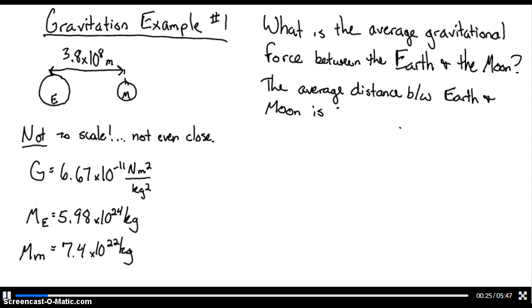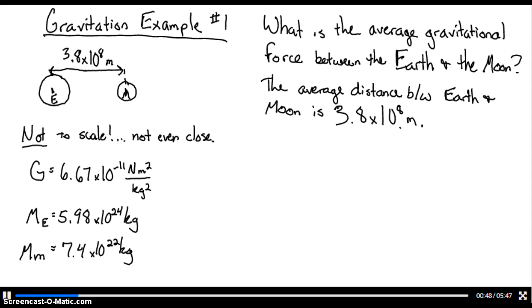Once again, the average distance between the Earth and the Moon is 3.8 times 10 to the 8th meters. It is important to note that that's the average distance between the two centers of those objects. So we're going from the center of the Earth to the center of the Moon.